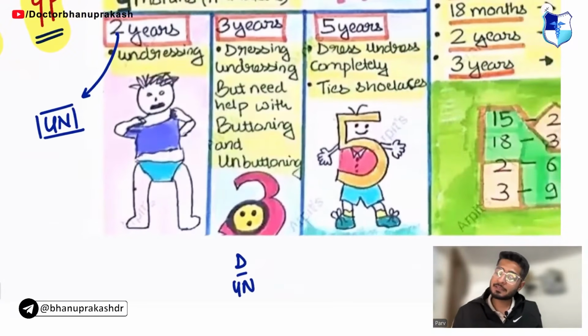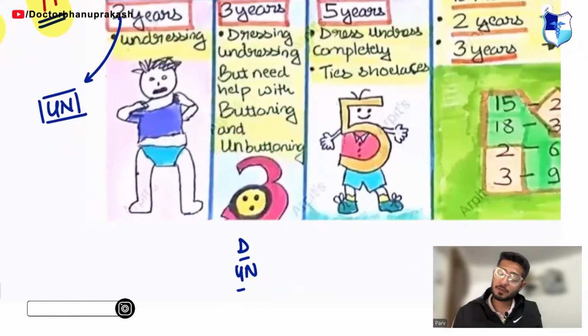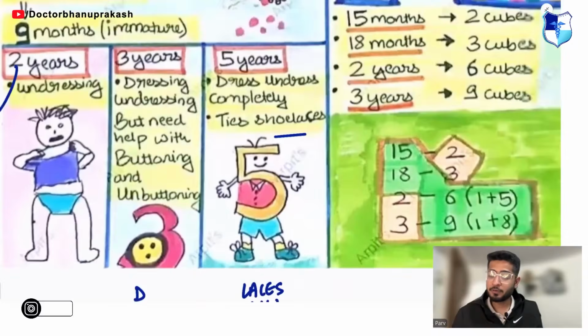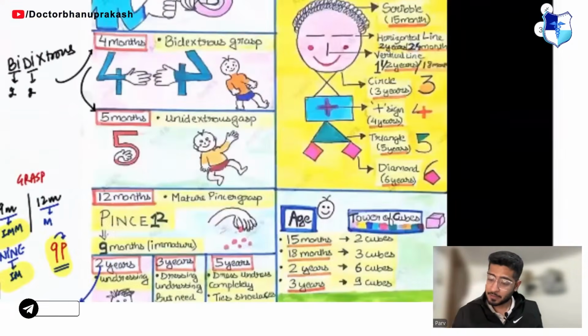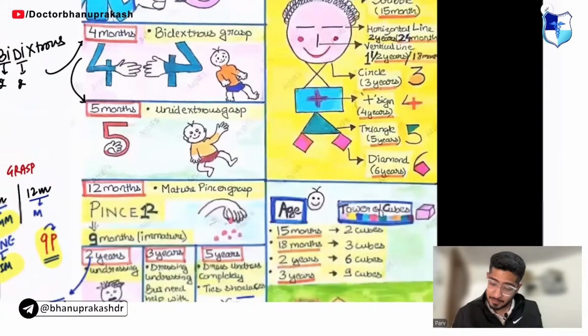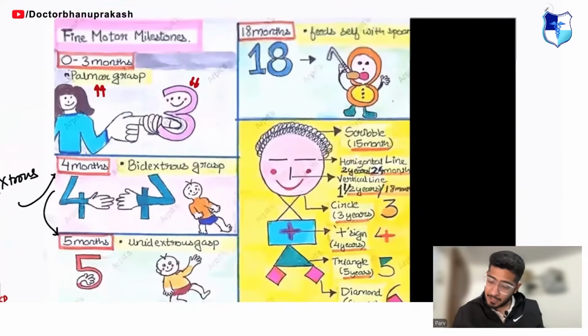And 5 is something which is responsible, 5 years. At 5 years the baby can even tie the shoelaces. So LACES, shoelaces, 1, 2, 3, 4, 5, the baby will be able to tie the shoelaces. So yeah, this I have told you.